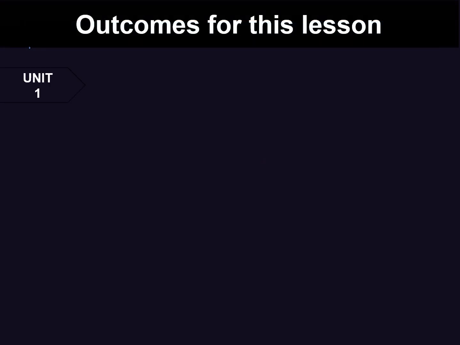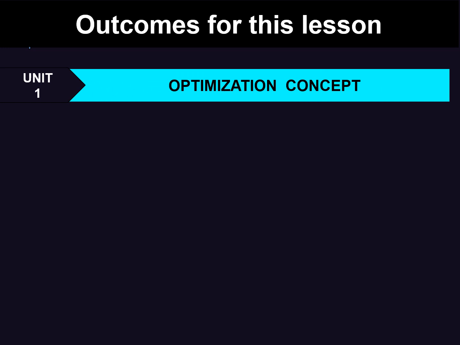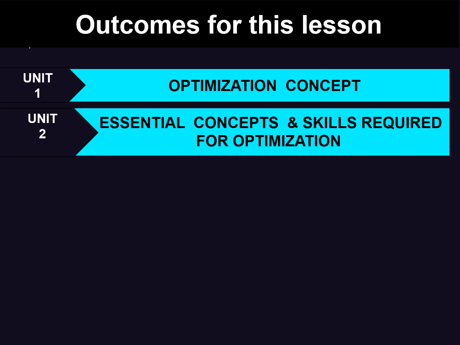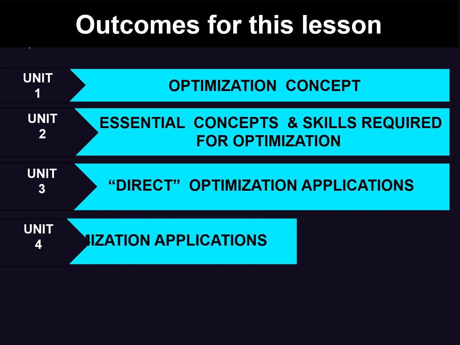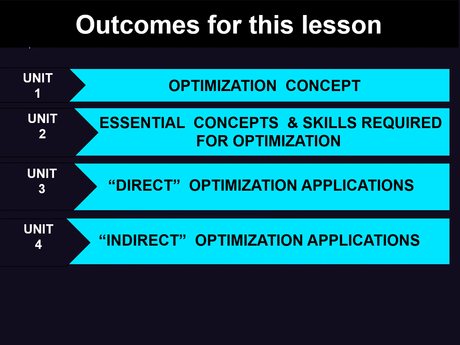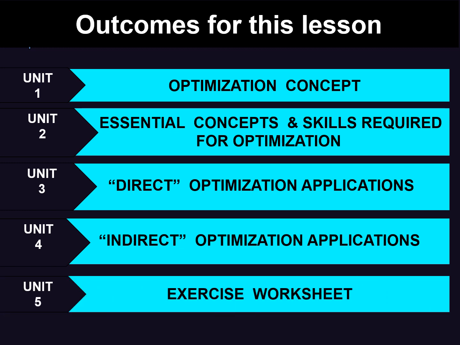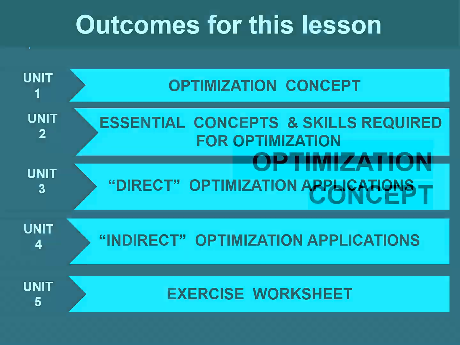In this lesson, we're going to look at the concept of optimization. Then we're just going to go over some essential skills and concepts that you require to be able to do the optimization, which will then be followed by two types of applications. The one I refer to as direct and the other one I refer to as indirect optimization applications. And as you got used to, it will then end up with an exercise worksheet for you to practice these skills. Let's start.